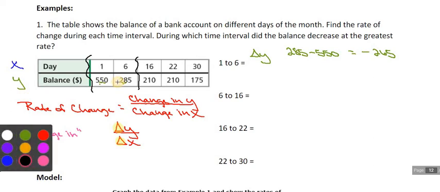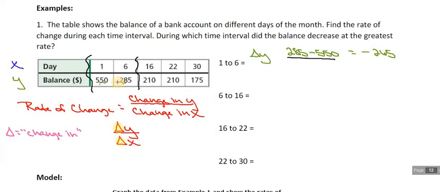And when I divide that by my change in x, it was an increase of 5 days, calculated by 6 minus 1, which gives us 5. So this overall rate of change simplifies to negative 53, because negative 265 divided by 5 is negative 53.